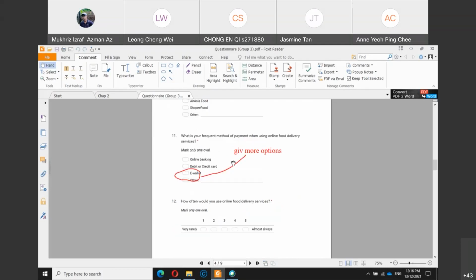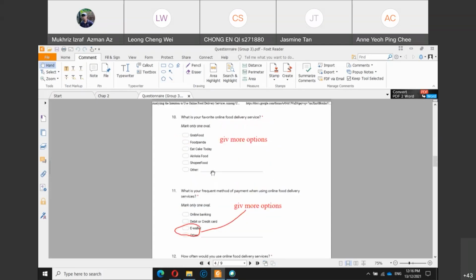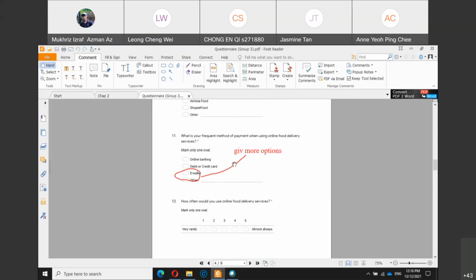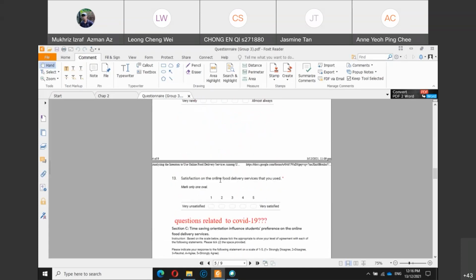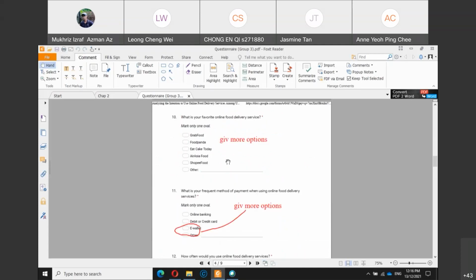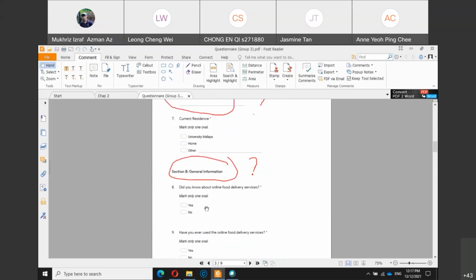For example, e-wallet, you need to specify which e-wallet you are referring to, Touch 'n Go or whatever. There are so many e-wallet options out there. Suddenly you go straight to a Likert question. You cannot have Likert and options like this combined into one section. Likert must stay with Likert questions alone.